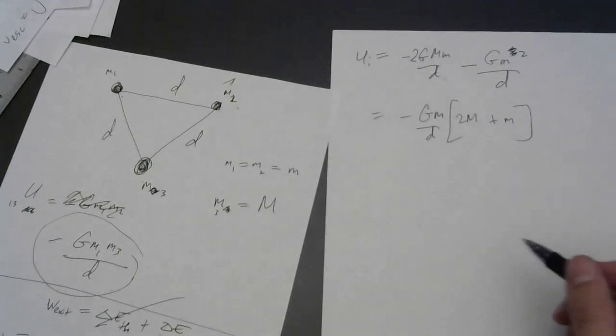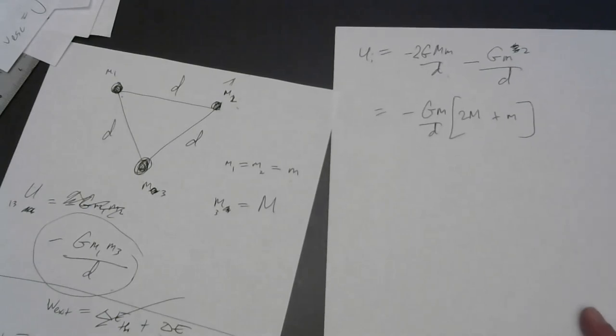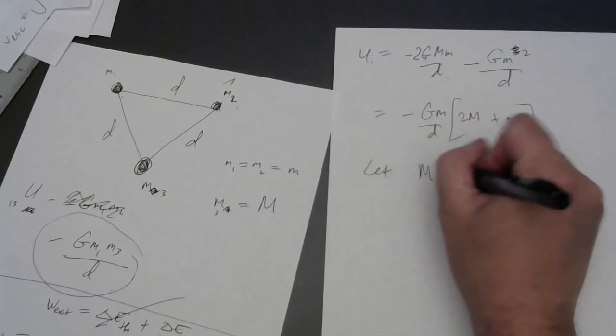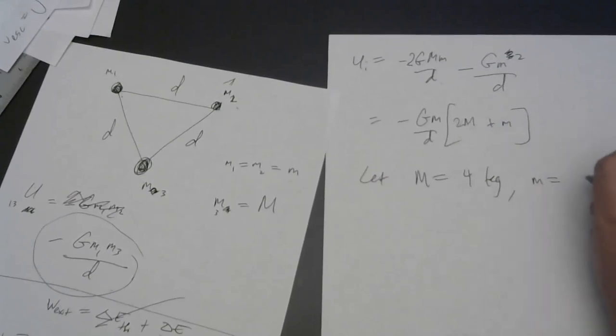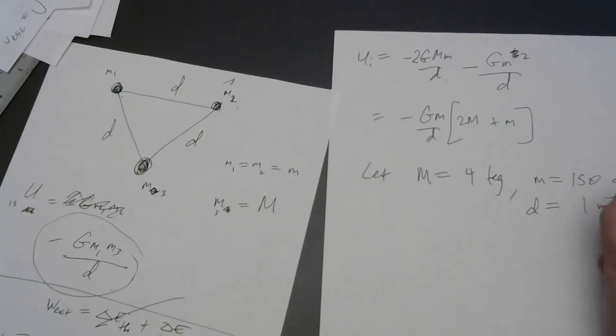Okay, let's pick some everyday numbers. What if they were all 1 meter apart? And what if one is a baseball and one of them is like a bowling ball? Well, a 10-pound bowling ball would have a mass of something like 4 kilograms. So let's let big M equal 4 kilograms. And we'll let little m equal, baseball's mass, I think, was 100 and something grams. I'll just go with 150 grams. And let's say every pair is separated by 1 meter.